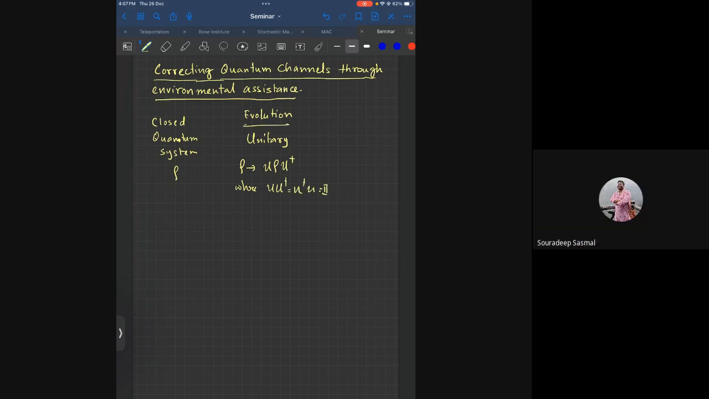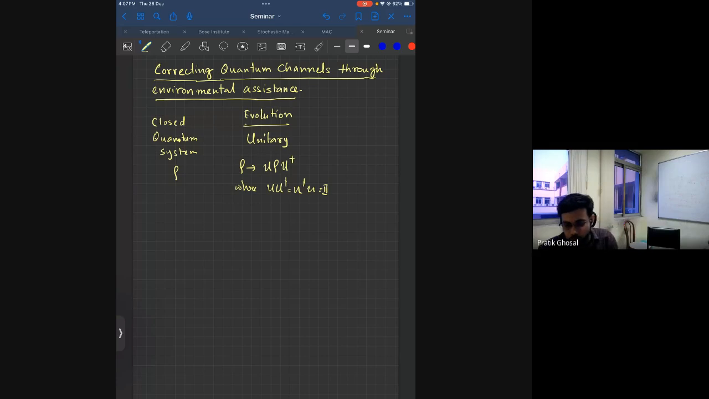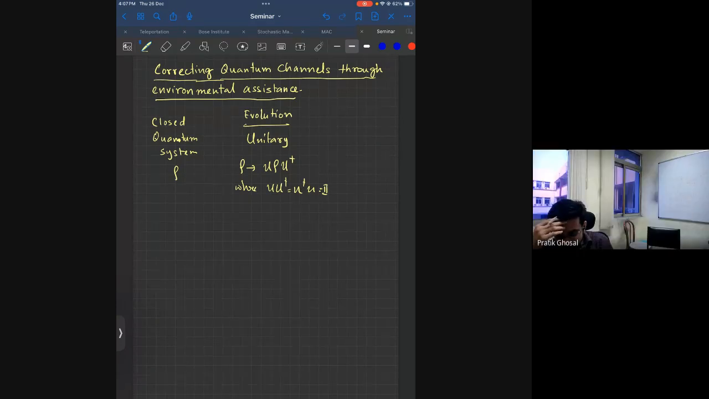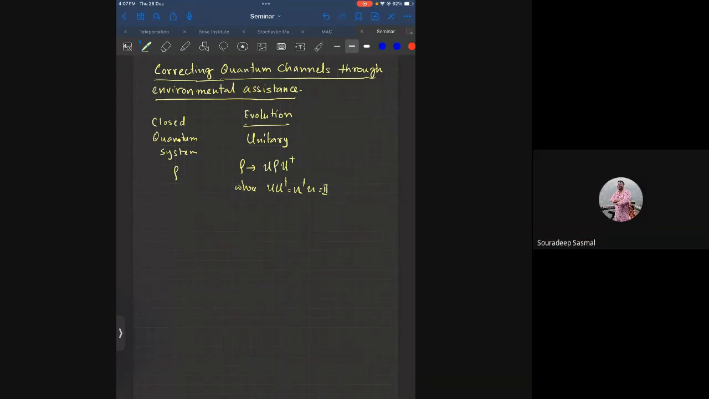Pratik, for a closed quantum system, in general the evolution can be non-unitary also, right? Yes. Oh, you are saying that even for a closed quantum system the evolution can be non-unitary? Yes. Okay, I thought that for a closed quantum system the evolution is always unitary, and for an open quantum system, when the system is interacting with some environment, then the non-unitary evolution comes. That was my impression. Okay.